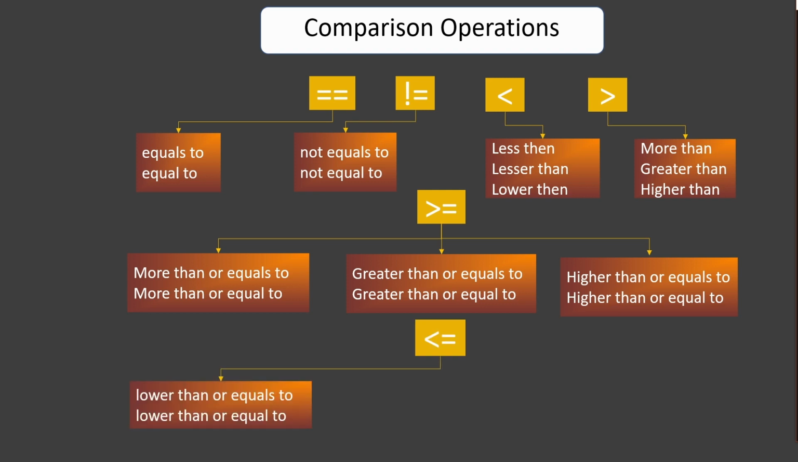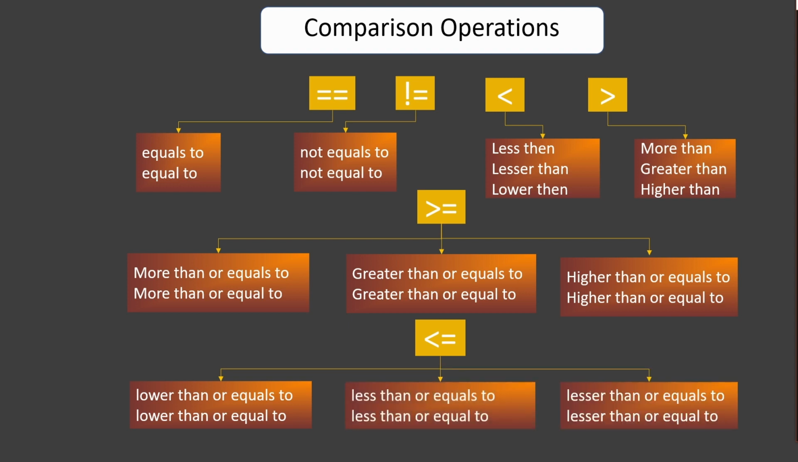Similarly, we have lower than or equals to, or lower than or equal to, and you have lesser than or equals to, or lesser than or equal to. Lesser than or equals to, lesser than or equal to, all three texts mean the same comparison. Let's see these comparison operators in action to understand more in detail.